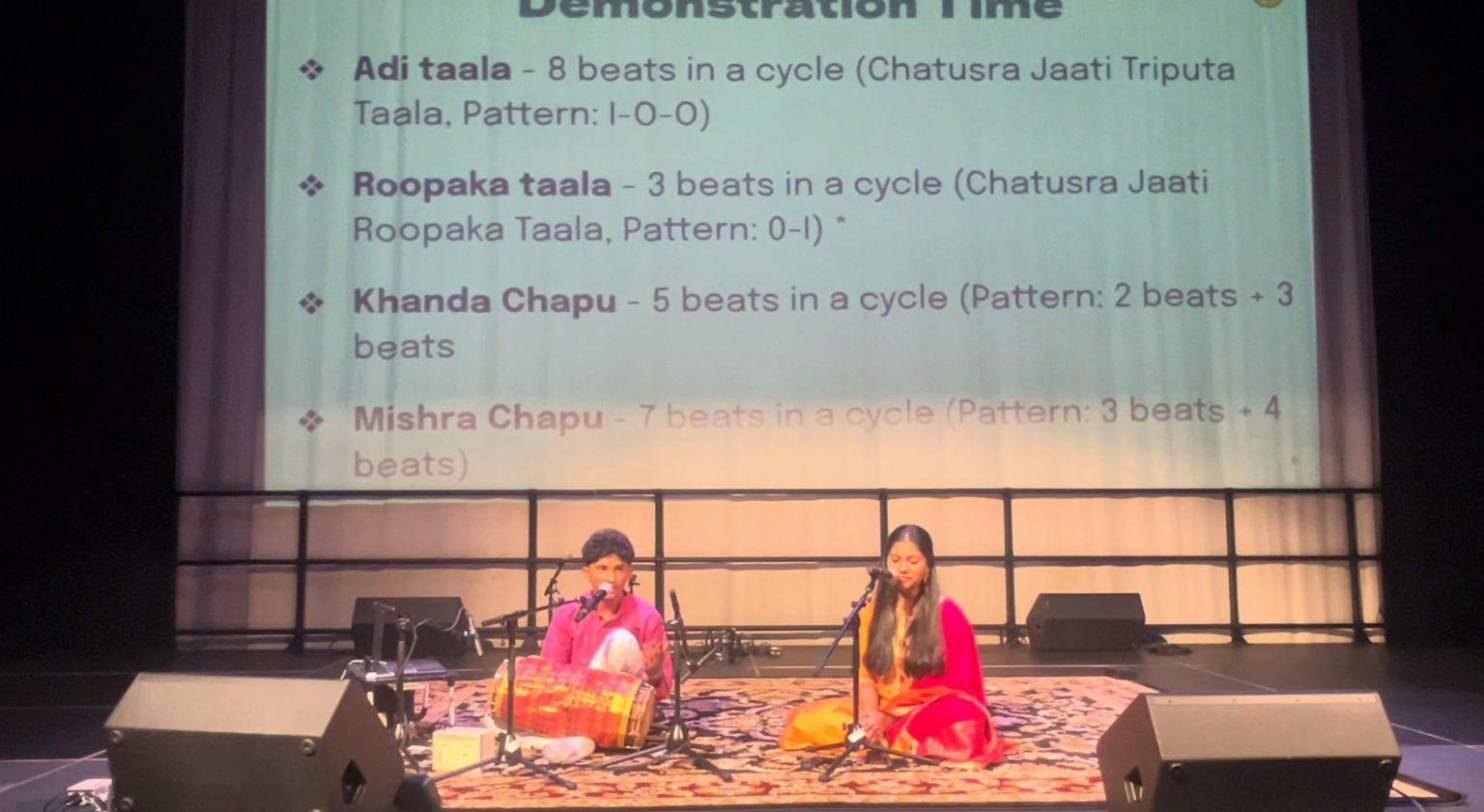There we have Adi Tala covered. Not only that, she sang the composition in second speed, so that's another thing to note. So now we can move on to Rupaka Tala, which is a 3-beat cycle.